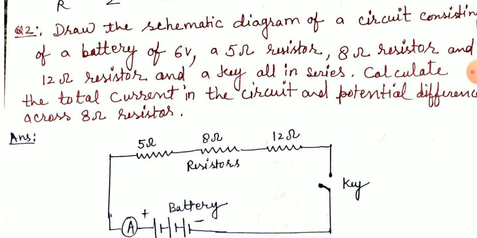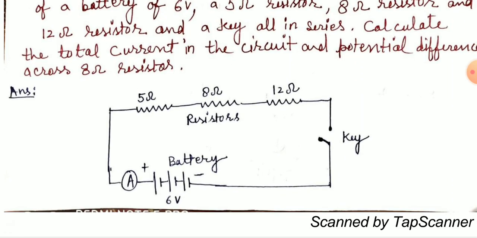Question number 2, draw the schematic diagram of a circuit consisting of a battery of 6 volt, a 5 ohm resistor, 8 ohm resistor and 12 ohm resistor, and a key, all in series. Calculate the total current in the circuit and potential difference across the 8 ohm resistor. So you have to draw the schematic diagram of the circuit. First of all, you draw the circuit diagram. You have to put the battery of 6 volt and the 3 resistances, 5 ohm, 8 ohm and 12 ohm, you have to connect in series manner.